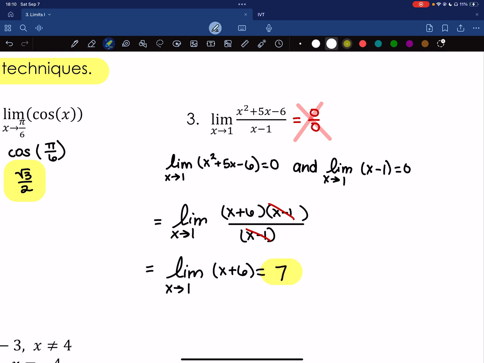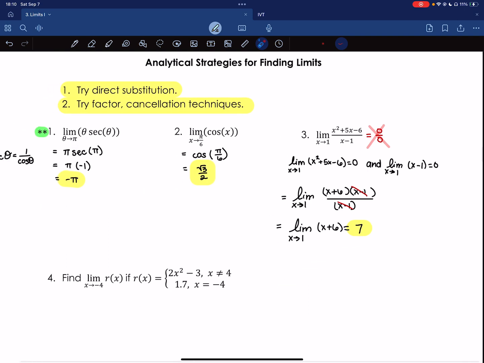Okay, so a couple of things. Notice how, again, we don't write 0 over 0. That's a no-no. We state that the top goes to 0. We state that the bottom goes to 0. Then when we factor, we still have our limit statement. When we simplify, we still have our limit statement, but once we plug in, the limit statement goes away. So that's super important.